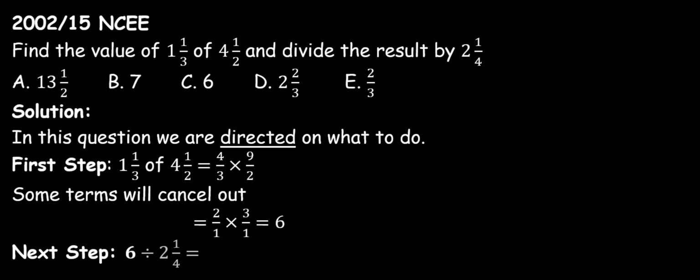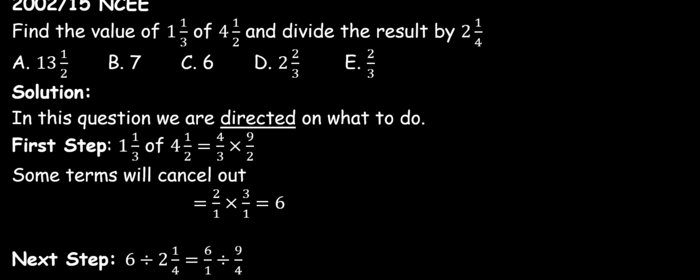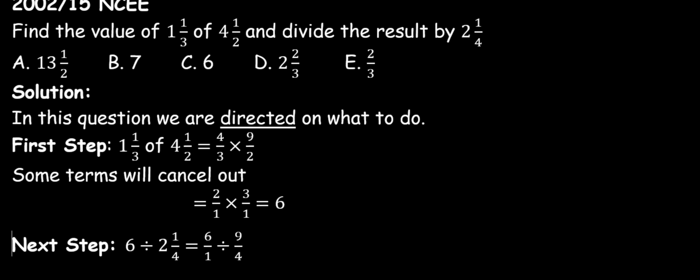Next step, we are told to divide the result by 2 whole number 1 over 4, which is 6 divided by 2 whole number 1 over 4. And that will give us 6, which is the same thing as 6 over 1, divided by 9 over 4. We've transformed the mixed number to an improper fraction. 4 times 2 plus 1 is 9 over the 4 there.